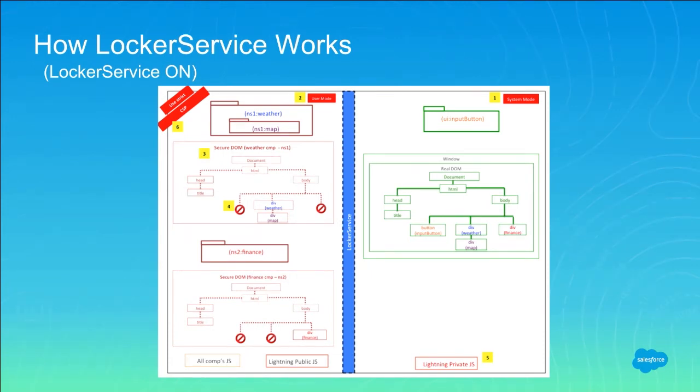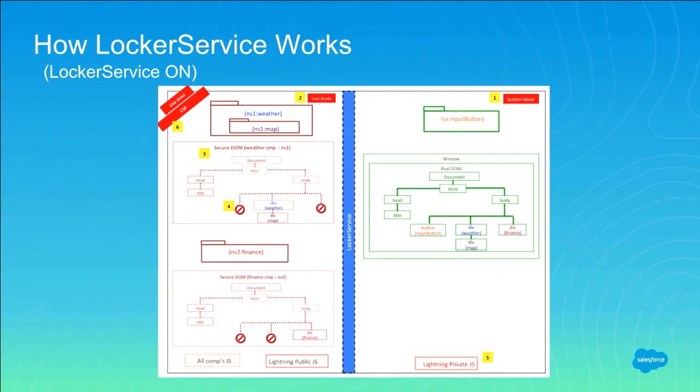On the right side of the screen, I have my weather component and also my map component from namespace one. And notice when they request the DOM, they do not get the real DOM. They get the shadow DOM or the secure DOM. Same thing with the namespace two finance component: I get access to the shadow DOM or the secure DOM. Another thing to notice is namespace one components can no longer access the elements from namespace two, which is the finance component, my sensitive data. And vice versa. The namespace two finance component cannot access data from my weather component, or even data from my UI input component. So now we have sandboxed every component within its own namespace.